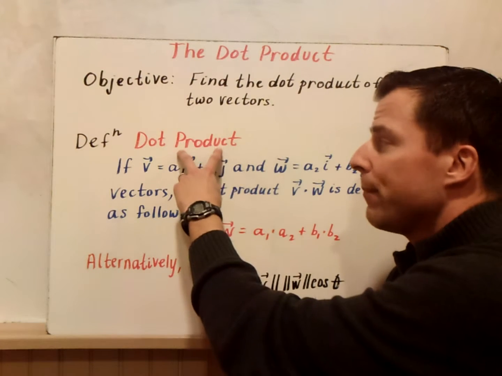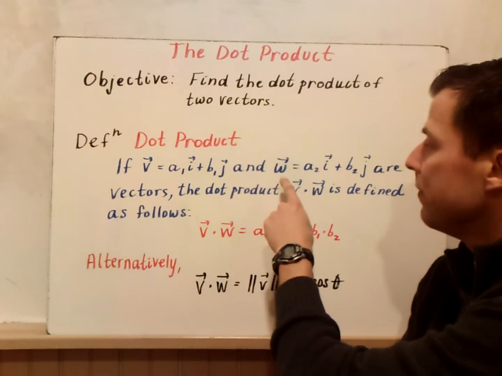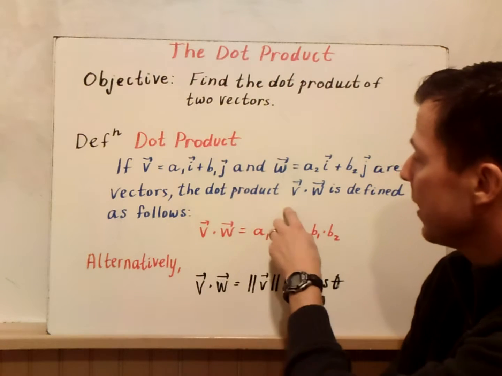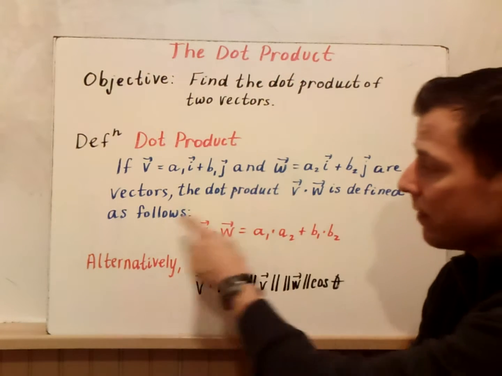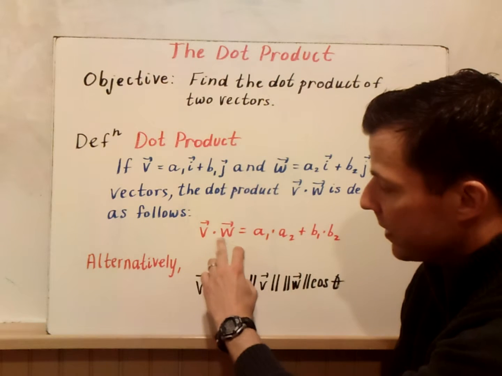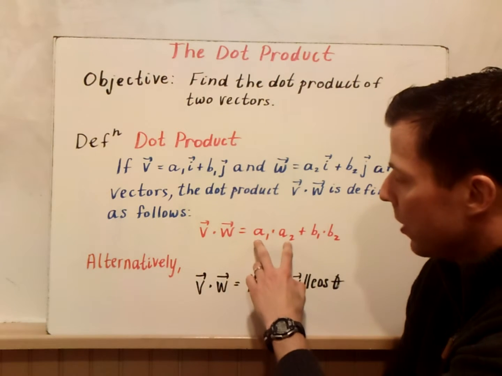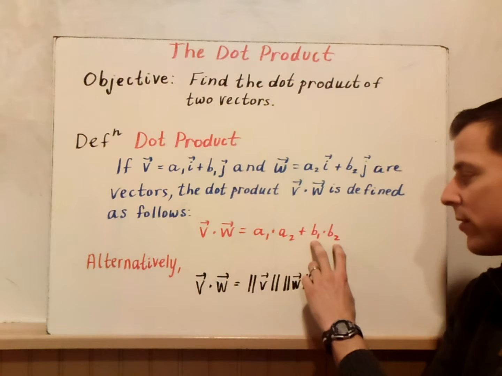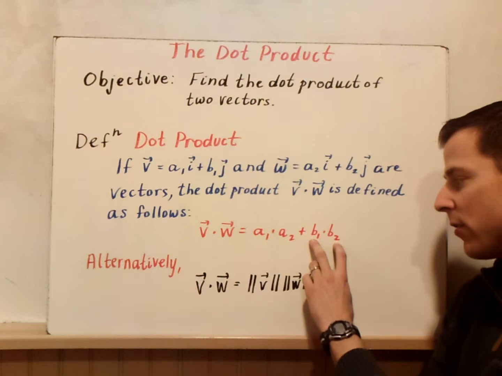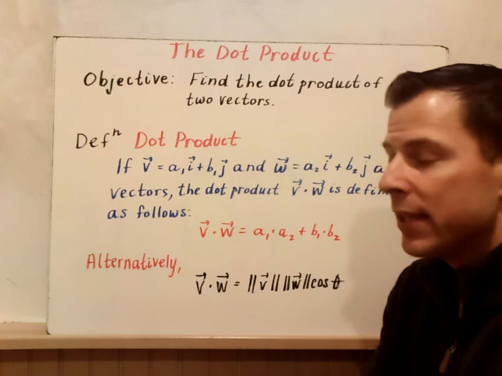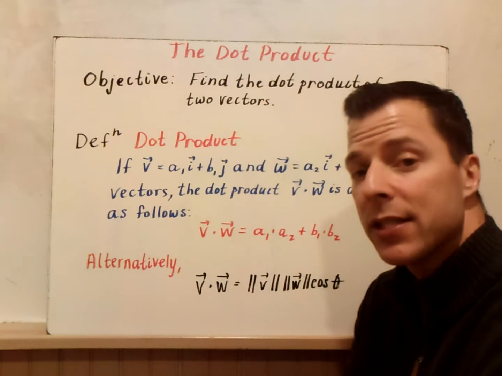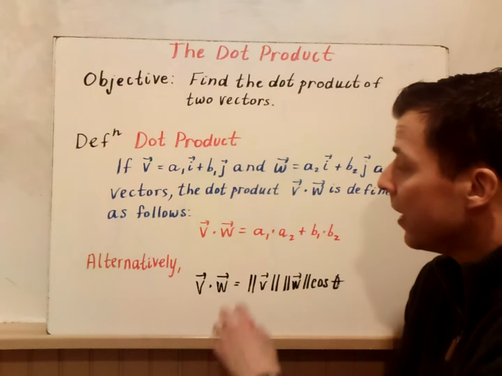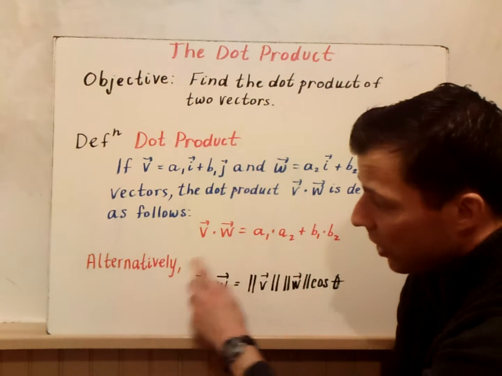So the dot product tells us if we have vector v and vector w, in order to combine those or find the product of those two vectors, v times w, we can define it as follows. So v times w is going to equal the product of the scalars a1 and a2 plus the product of the scalars b1 and b2. So the dot product is going to be a number. It is not going to be a vector. So we've got to be very careful of that. So that's how we can find the dot product.